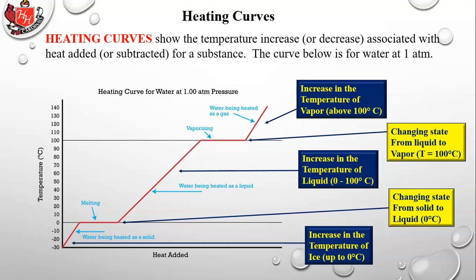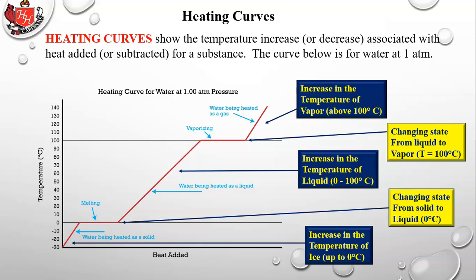So if you look at the horizontal axis, that shows you heat added. It's how much heat in joules that you're adding to the water. The vertical axis is the temperature in centigrade. So you see that it ranges from negative 30 degrees centigrade up to 140 degrees centigrade. So let's look at this, starting at the bottom left and working our way up.